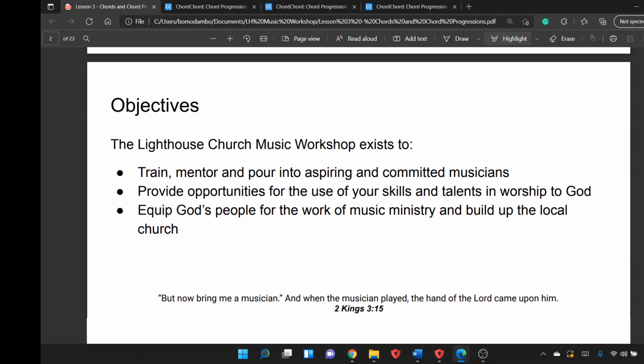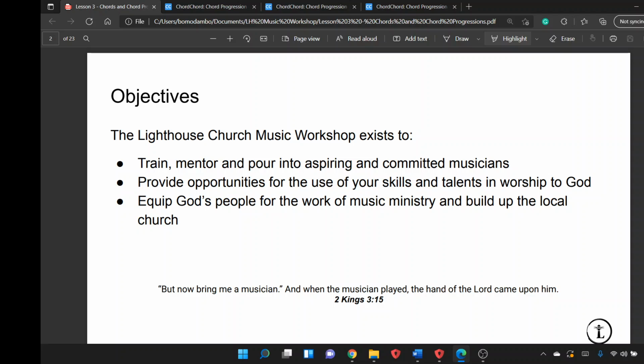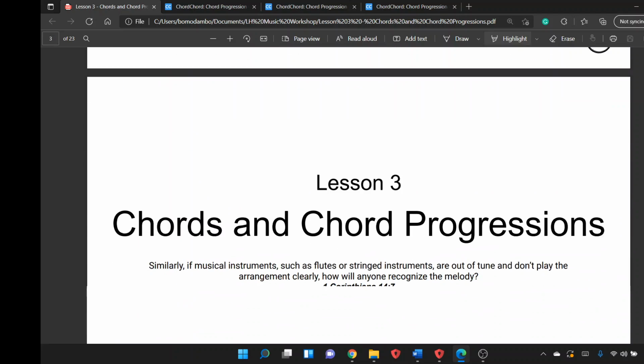So, just a quick reminder of the objectives of this workshop. We're doing this just to train, mentor, and pour into aspiring and committed musicians to provide more opportunities for the use of your skills and talents in worship to God, to equip God's people for the work of music ministry, and to build up the local church.